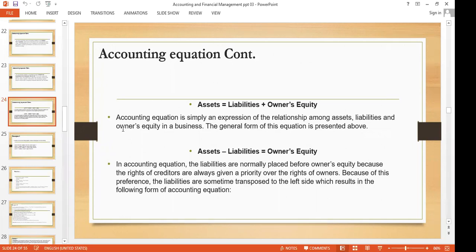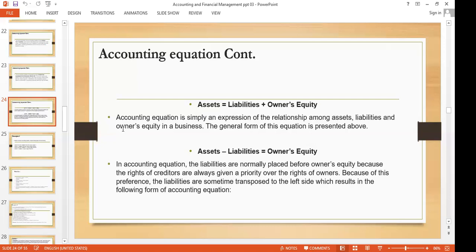The general form of this equation is presented above. Assets equal liabilities plus owner's equity. We can get another form. Liabilities come to the asset side as a minus amount. Assets minus liabilities equal owner's equity.